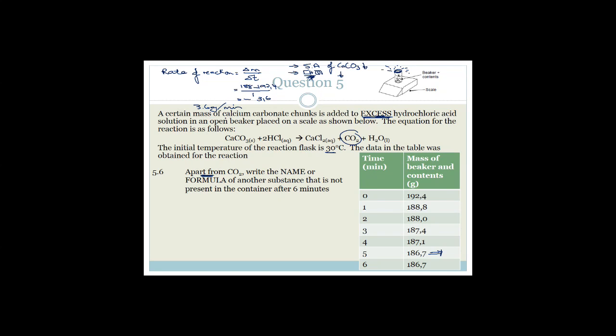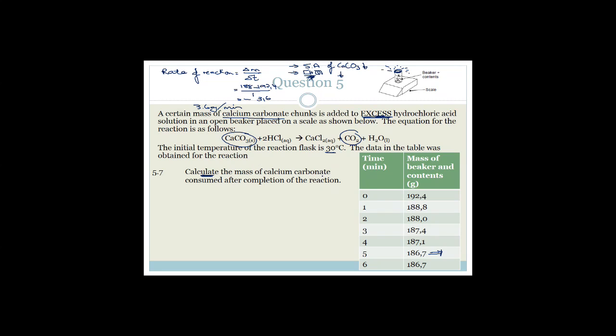And I said this reaction is going to continue until we finished all the calcium carbonate. We're still going to have some hydrochloric acid left, but there's going to be no calcium carbonate. So what is gone from the test tube after 6 minutes? The calcium carbonate. You could write the name calcium carbonate or the formula CaCO3, because it's all been bubbled away by the hydrochloric acid to form calcium chloride, water, and carbon dioxide.